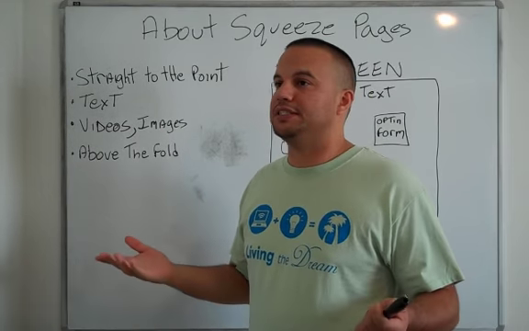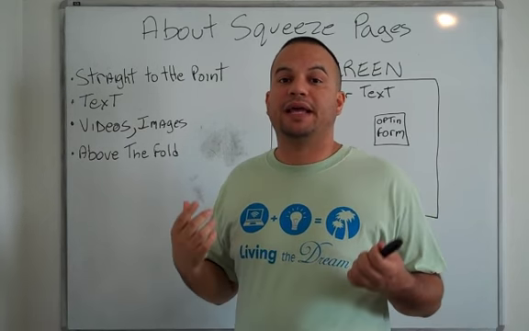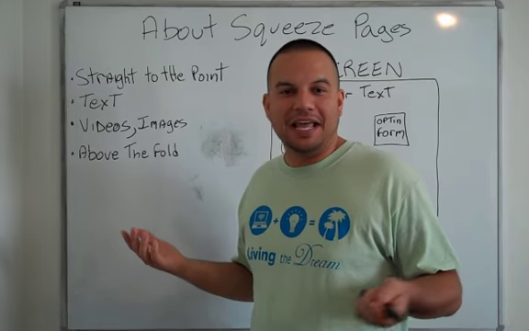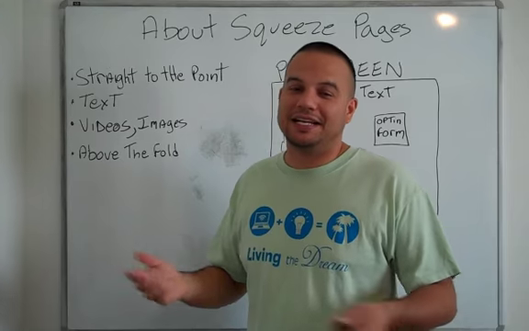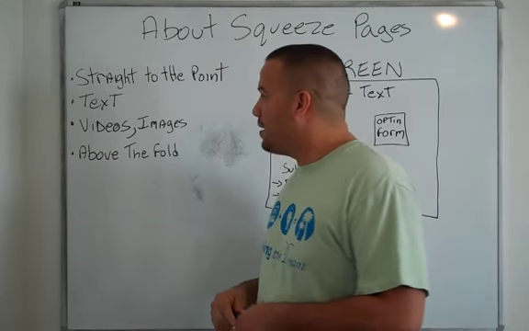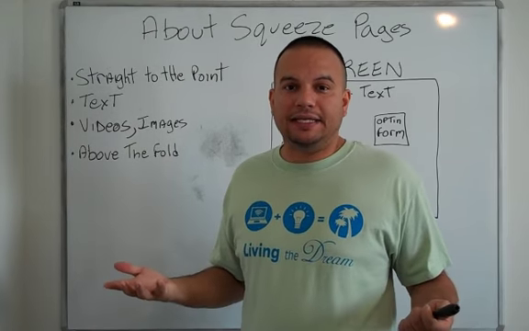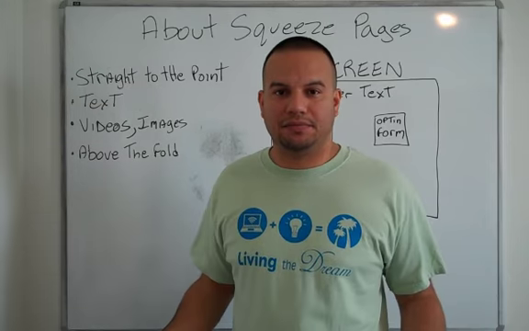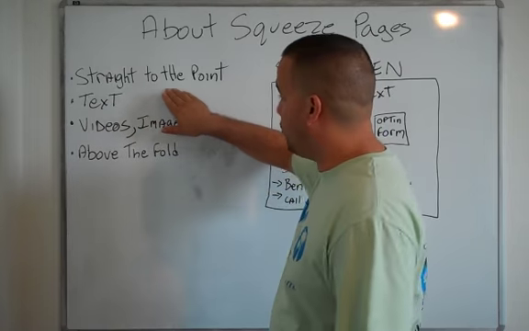For instance, the header may say how to make an opt-in page in 10 minutes, okay? I know I always use that example, but it's the first thing that comes to mind, so I apologize for that. But let's just say that's getting straight to the point: how to make an opt-in page in less than 10 minutes. Now, there are many ways that you could go about getting straight to the point.